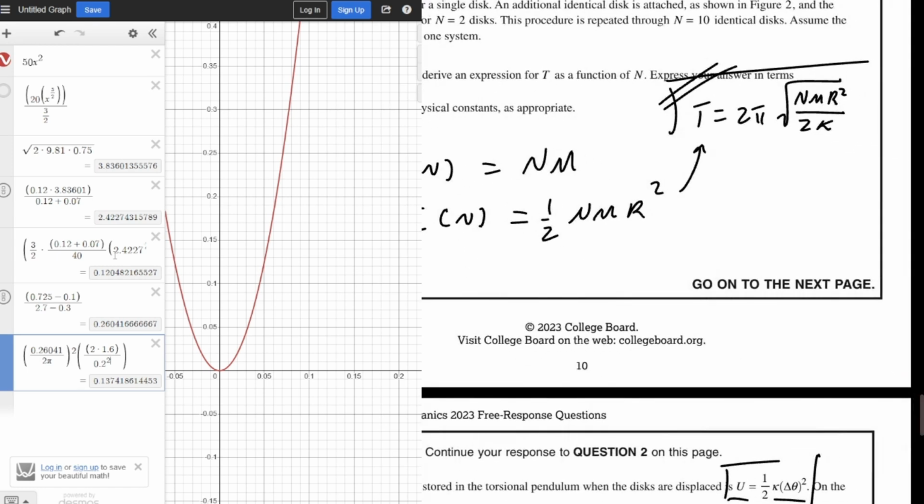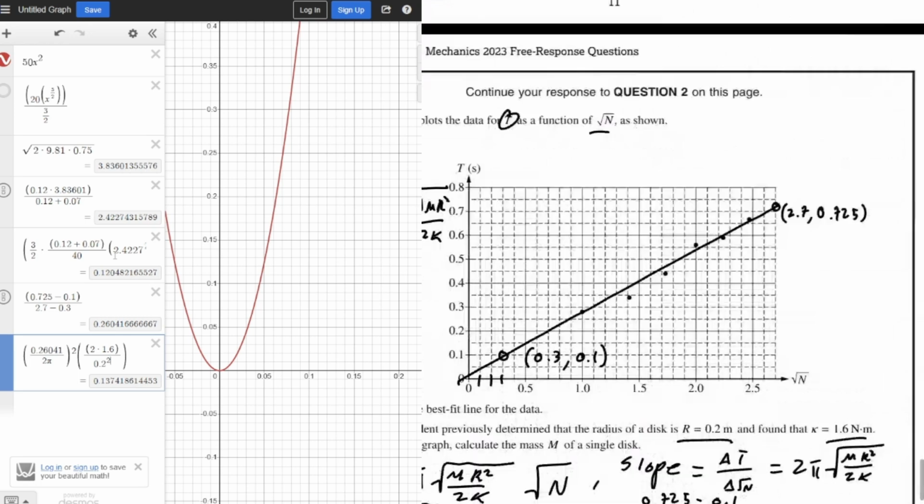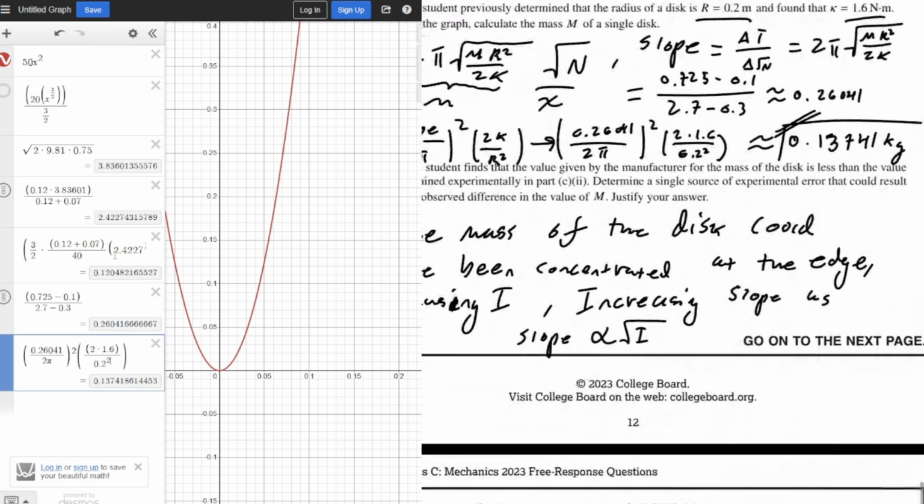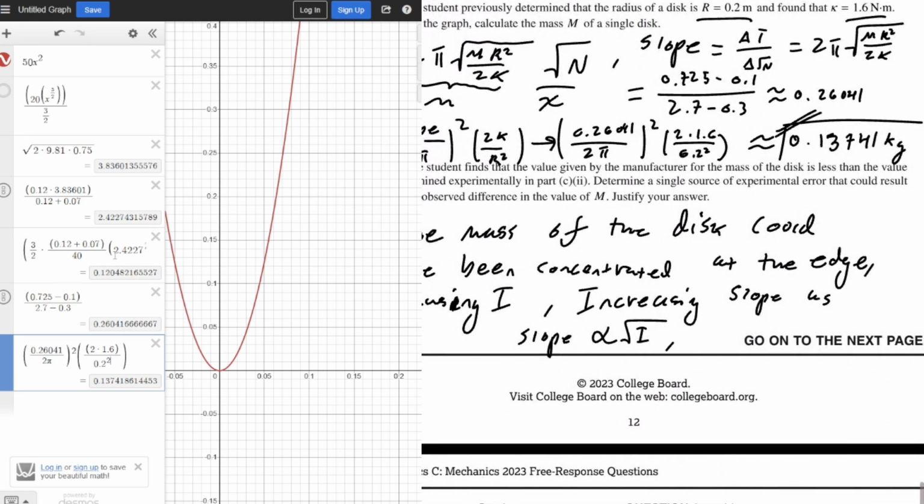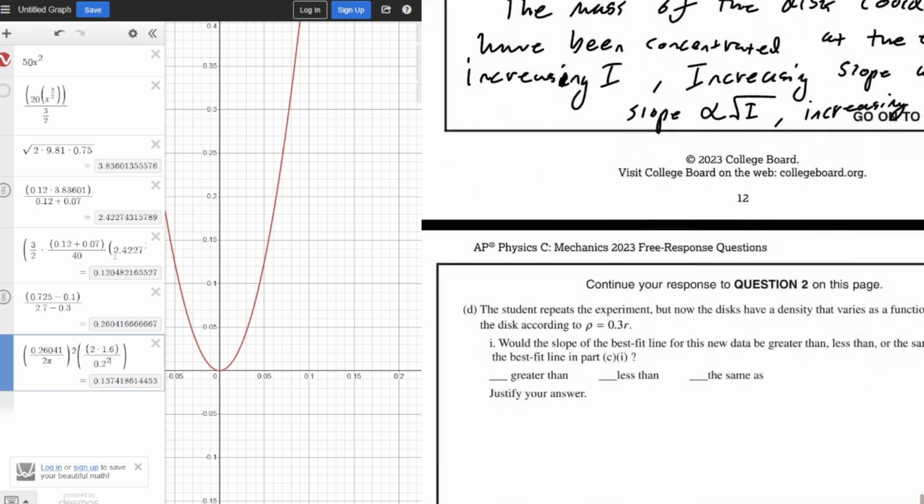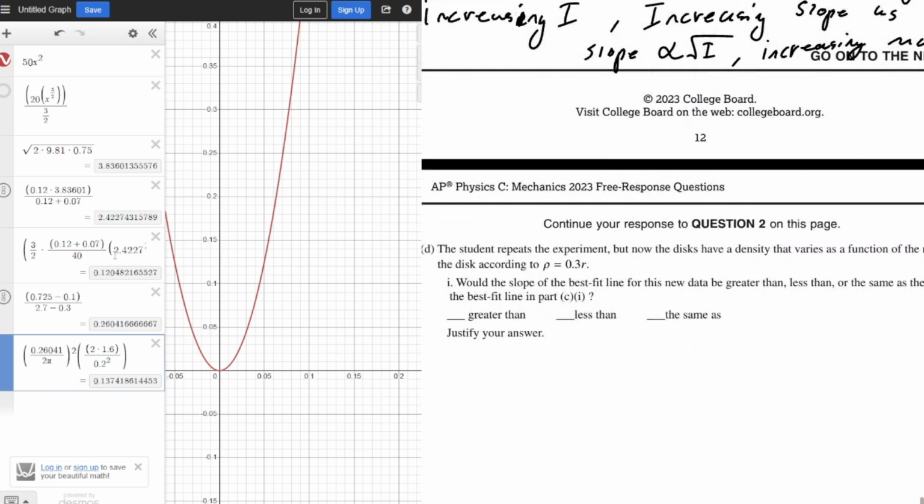And if you may be thinking, well, the n is not there. It is, because this is the moment of inertia, just by itself. The n is just a part of a constant. We can just pull the moment of inertia from here, say that's I, and then say that it's proportional to the slope. So increasing slope, as slope is proportional to I, increasing mass. Done. And that is the exact question that they're about to ask here.